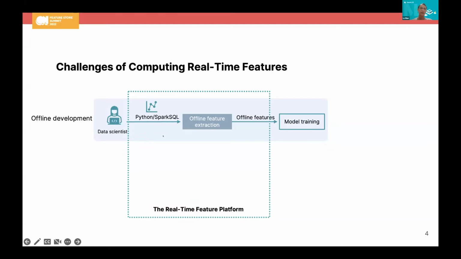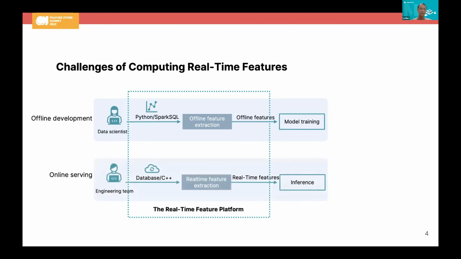So the feature scripts written by the data scientists cannot go online directly, because they usually cannot meet the requirements of low latency, high throughput, and high availability. At this point, we usually have another engineering team. They try to rewrite the feature script written by the data scientist using other tools, like database tools or C++, to make it really fast online, so the program can meet the requirements of low latency, high throughput, and high availability.